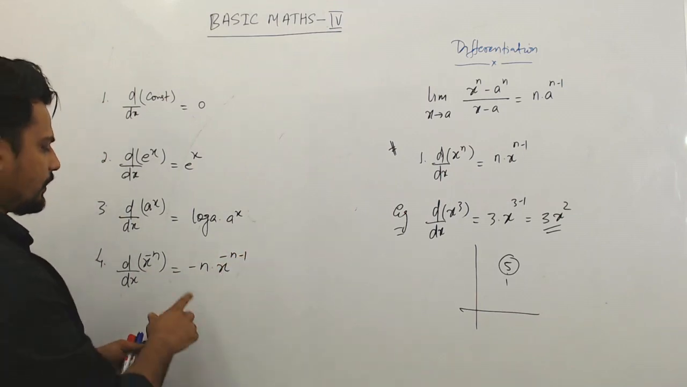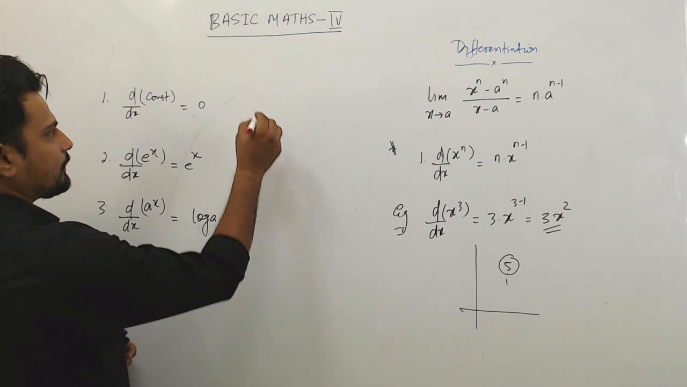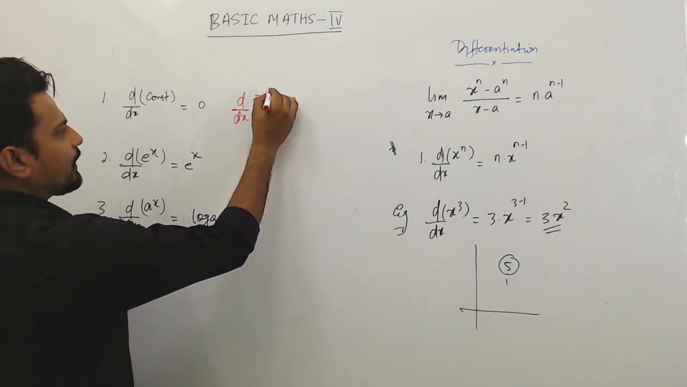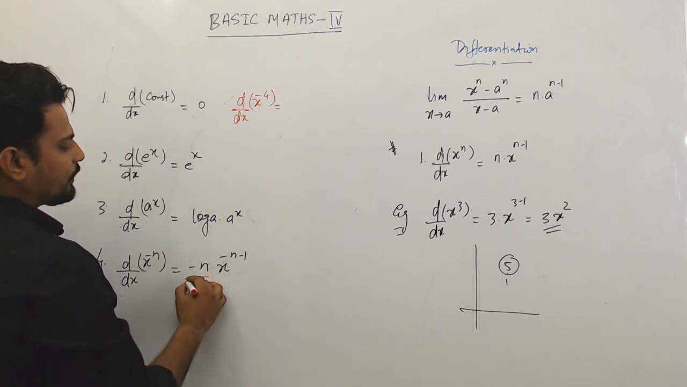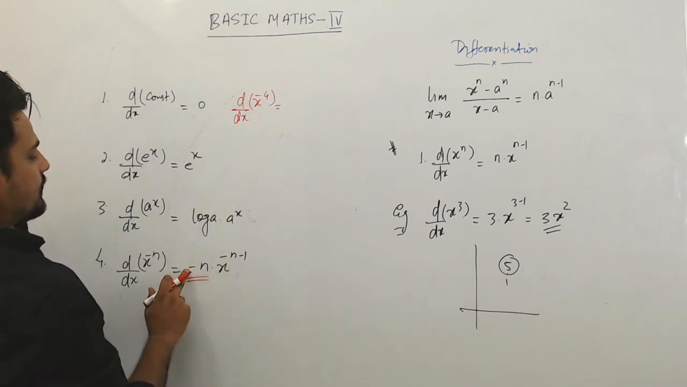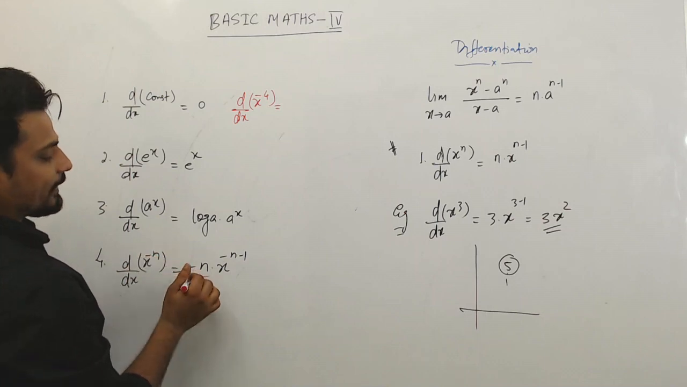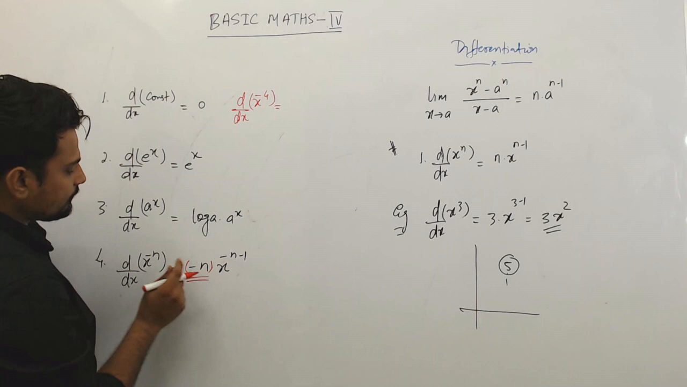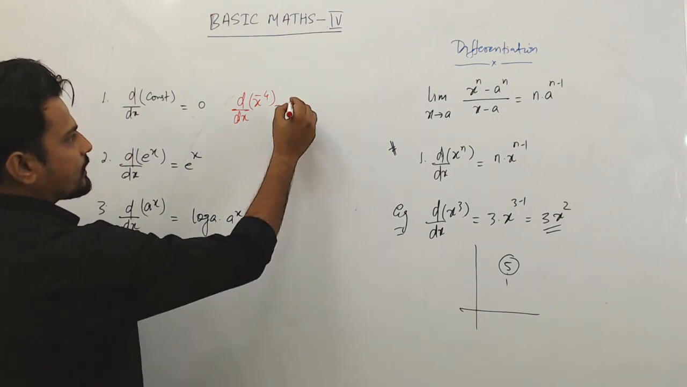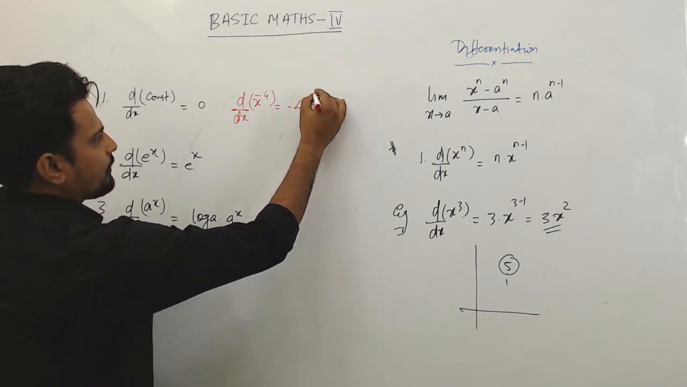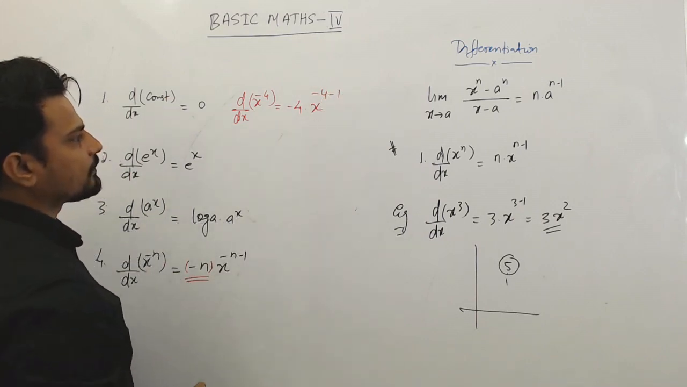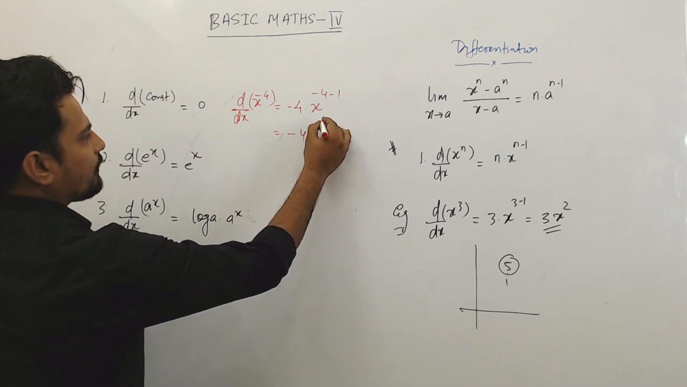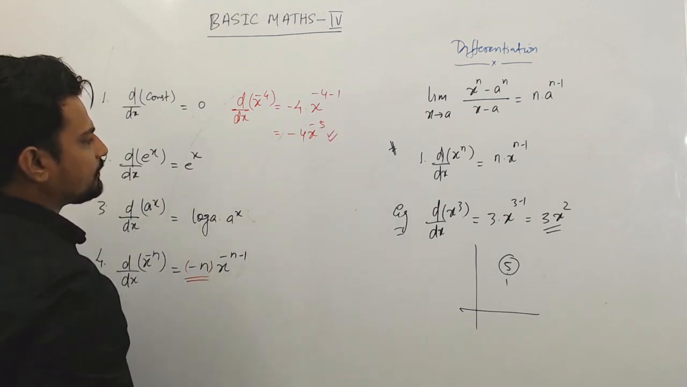Just to consolidate this more, I'm going to take an example. If I have to differentiate d upon dx of x to the power of minus 4, I'm going to use this one. Minus n over here, the entire thing. Don't get confused with minus and then putting minus 4. This entire thing I've written over here. This is going to be negative 4 times x to the power of minus 4 minus 1. All good? So it's going to be negative 4 times x to the power of minus 5. That is the answer.